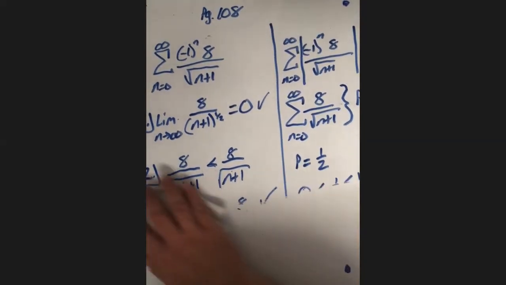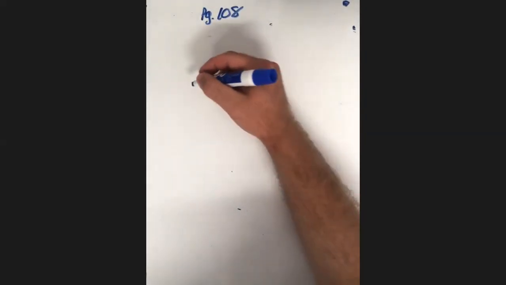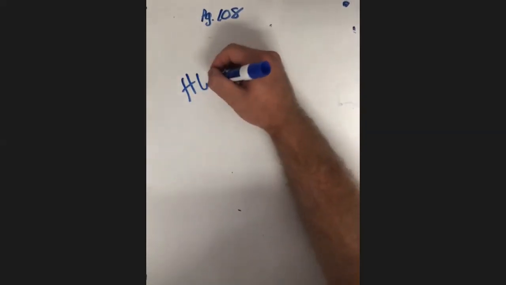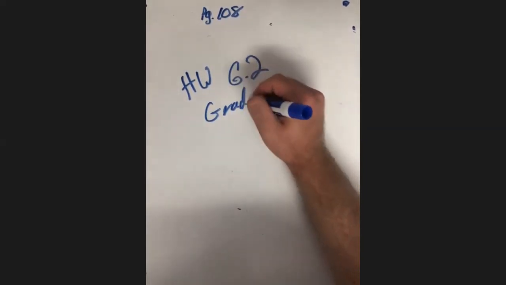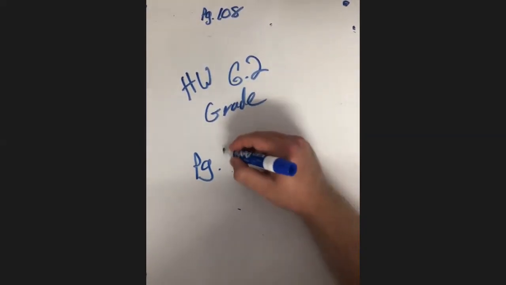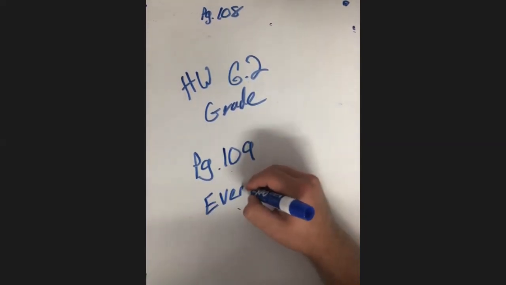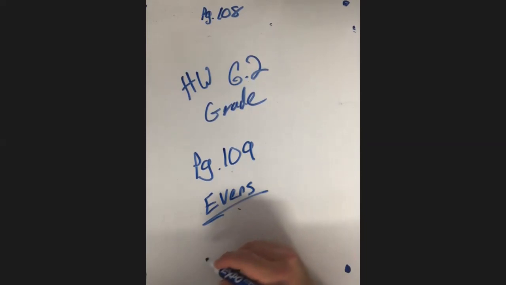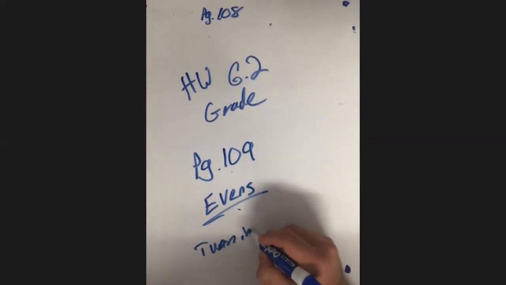All right, great work today, guys. Very, very good stuff. Again, if you have any questions, please reach out, call me, email me. Your homework, 6.2, for a grade, is going to be page 109. We're going evens. Page 109, evens. Turn it into Canvas, just like we did last time. There will be a Canvas submission.